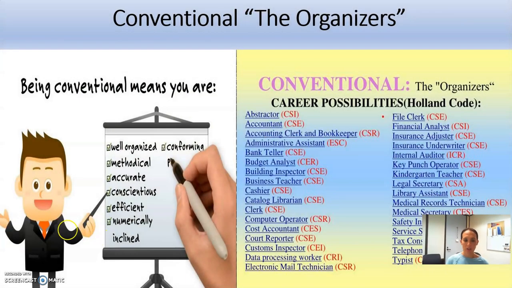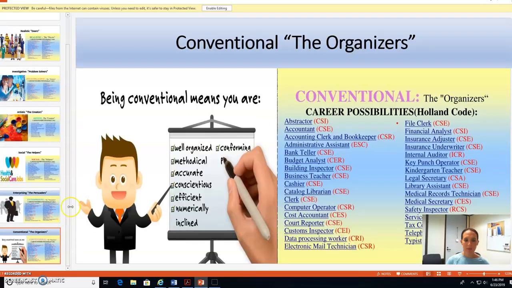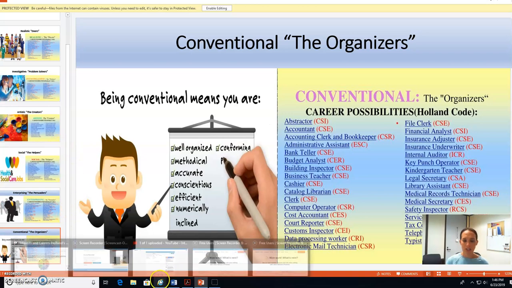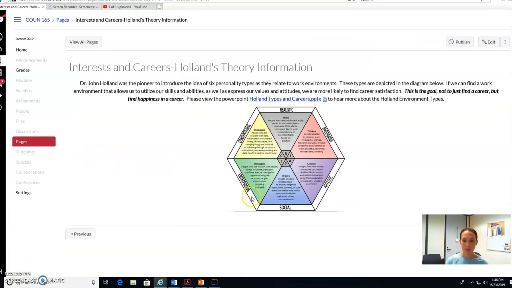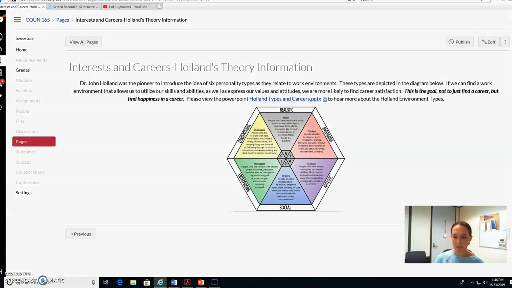So those, if we go back, are the different work environments. Again, to remind you about John Holland's different work environments. Here we go. Realistic, investigative, artistic, social, enterprising, conventional. Within that you can see the different types of traits that are typically needed for those types of careers. So hopefully that helps you understand John Holland's theory a little bit more.